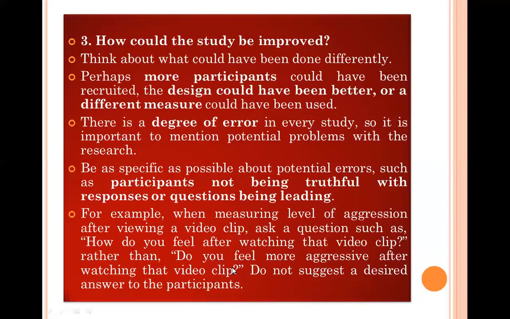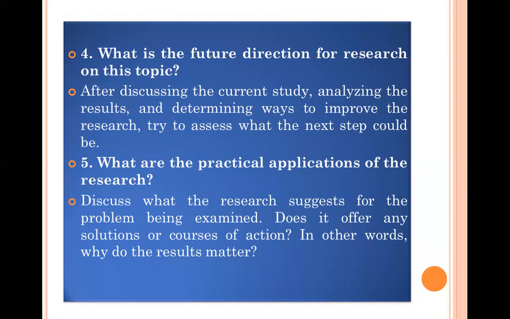So whatever potential problems, whatever degree of errors you face in your research work, all those things can be spelled out in this particular section. Then comes the fourth component: what about the future direction for the research? If somebody is going to do research by expanding, modifying, or elaborating on my topic, what are the proper areas on which they can continue and expand my research work?